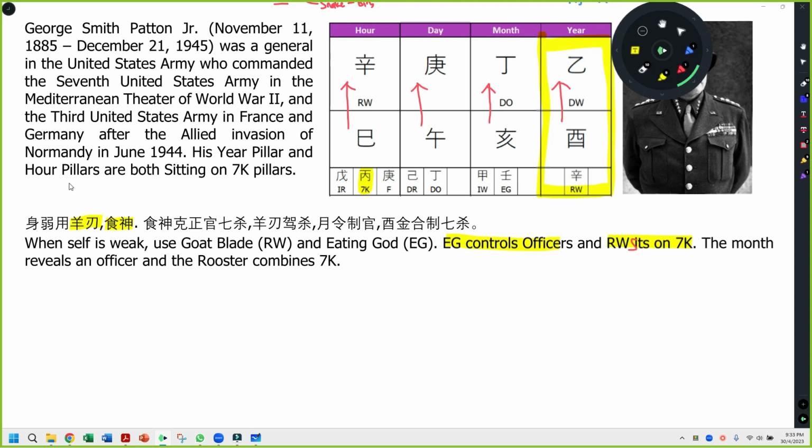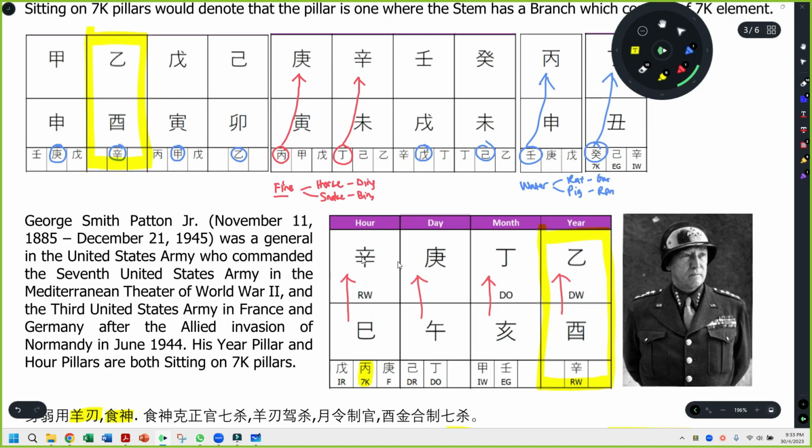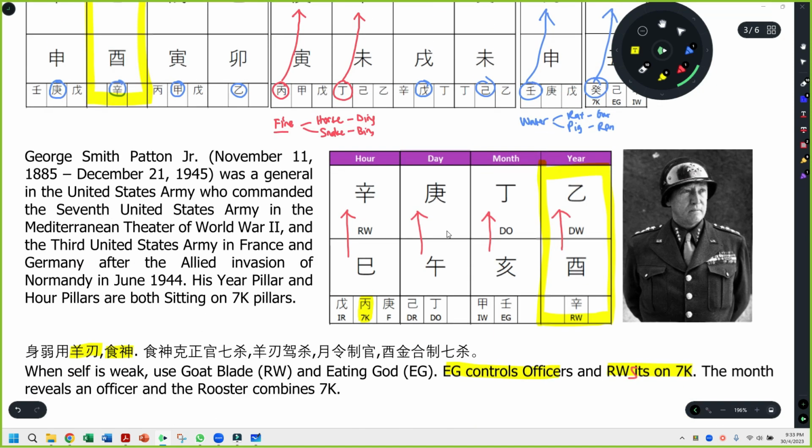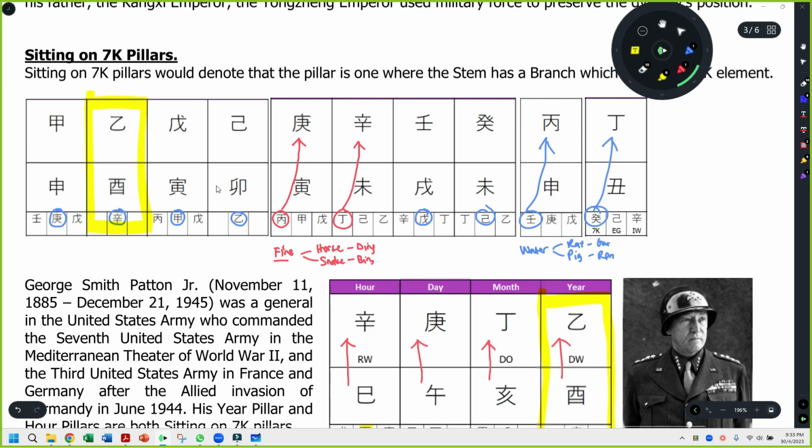And therefore, this is the part whereby Jared Patton has quite a very good configuration, making him very suitable to be in the army, very suitable to manifest the so-called officer life, the life of an officer through and throughout his career. All right, so this will be just looking into how we may also look into sitting on 7K pillars. So these are the pillars.